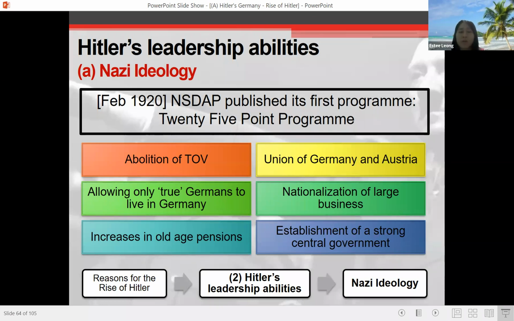And establishment of a strong central government, nationalization of large businesses. All of these policies are extremely populist policies, which means that they are extremely popular amongst the people, especially things like the abolishment of the Treaty of Versailles and the union of Germany and Austria. There was overwhelming support for the union of Germany and Austria, but they were turned down because of the Treaty of Versailles, as well as what the League of Nations had decided for them.